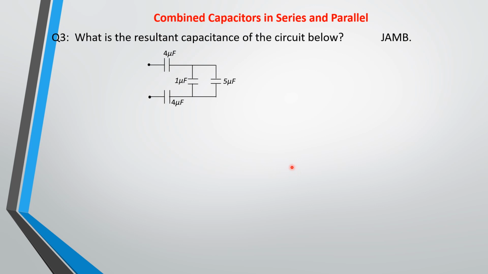Okay, so I hope you are learning something and gaining more understanding from what you are learning. Alright, so for this particular arrangement, what is the resultant capacitance of the circuit below? This is also a JAMB question. In JAMB you don't need to spend more than a minute per question, which means you have to think fast.